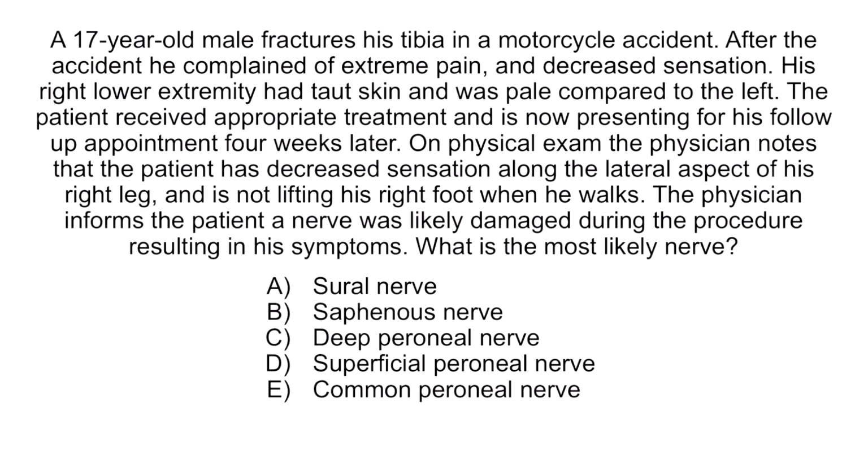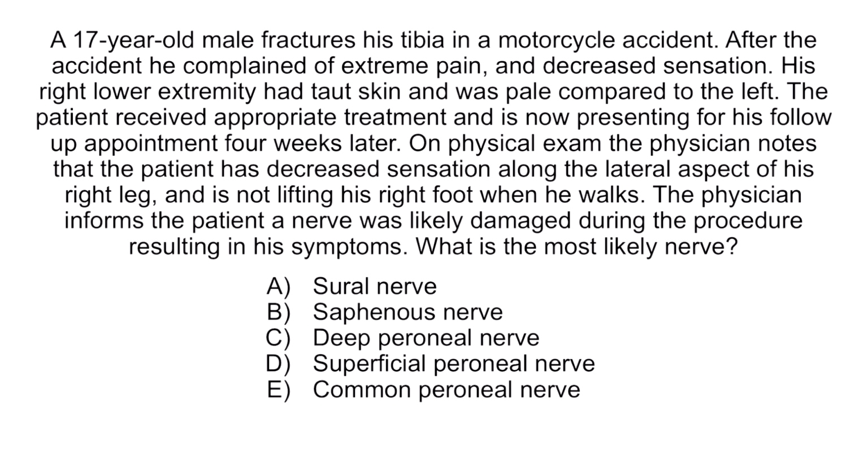On physical exam, the physician notes that the patient has decreased sensation along the lateral aspect of his right leg and is not lifting his right foot when he walks. The physician informs the patient a nerve was likely damaged during the procedure, resulting in his symptoms. What is the most likely nerve? A. Sural nerve, B. Saphenous nerve, C. Deep peroneal nerve, D. Superficial peroneal nerve, or E. Common peroneal nerve.